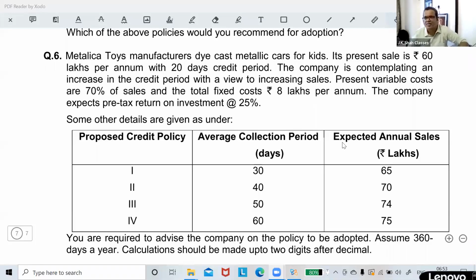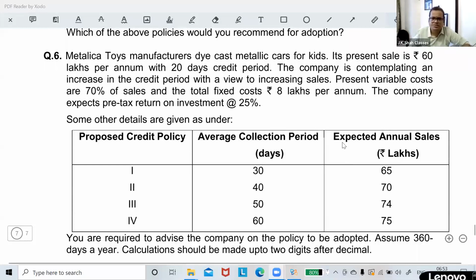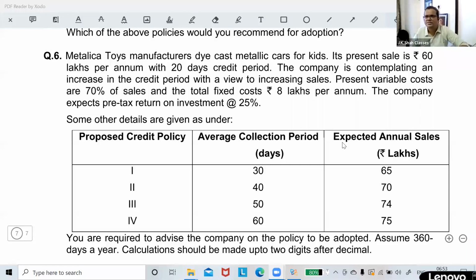Someshwar, where is Someshwar? Hi. Someshwar, how did you get the fixed cost as 1.1.5 lakh?